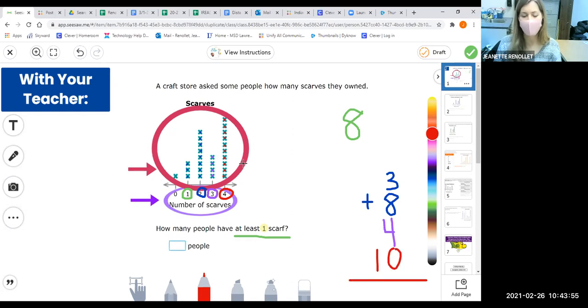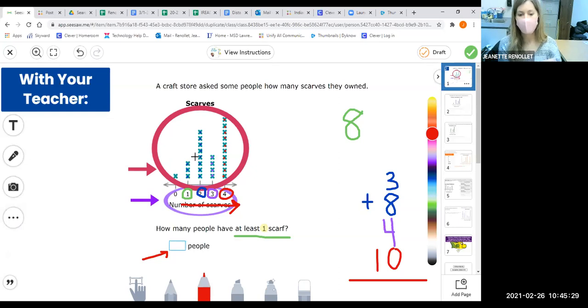All together, how many people have one or more scarves? Find your sum. When you have the sum, I want you to fill it into our space. Go ahead and do that now.